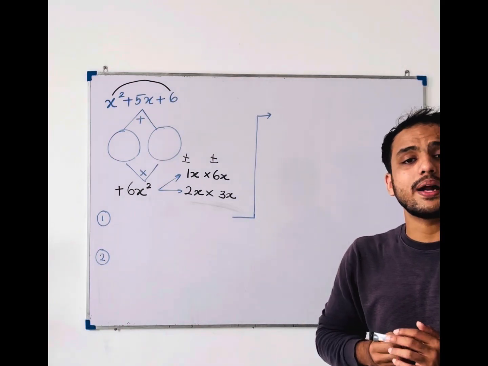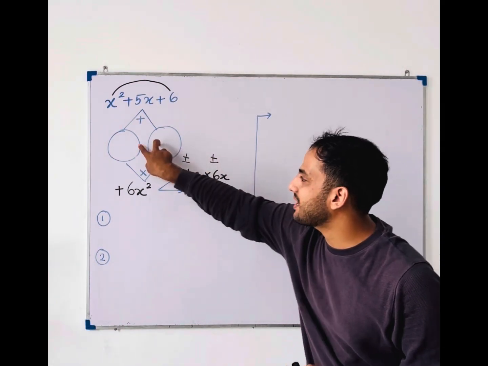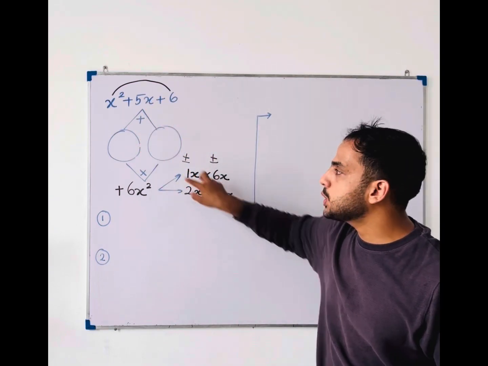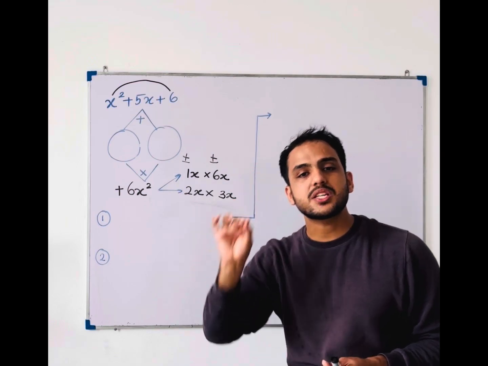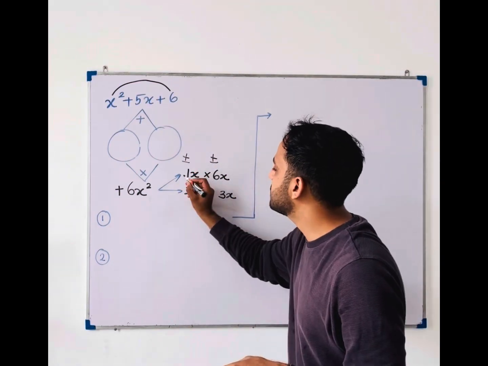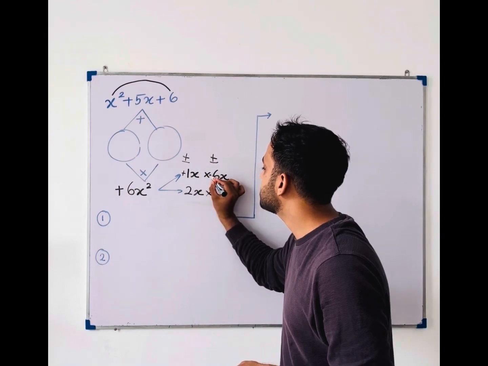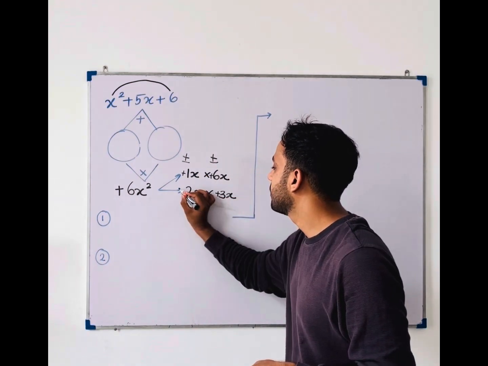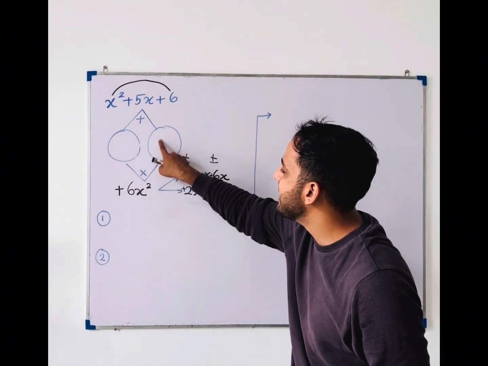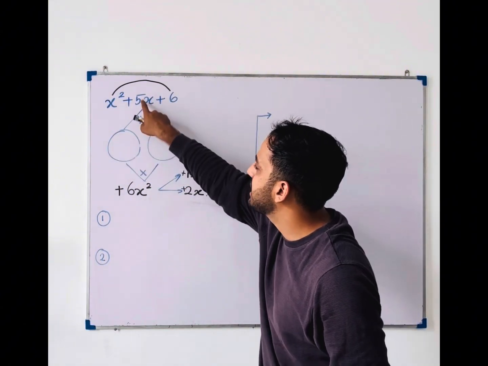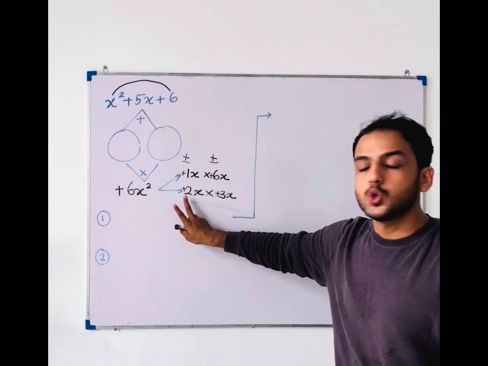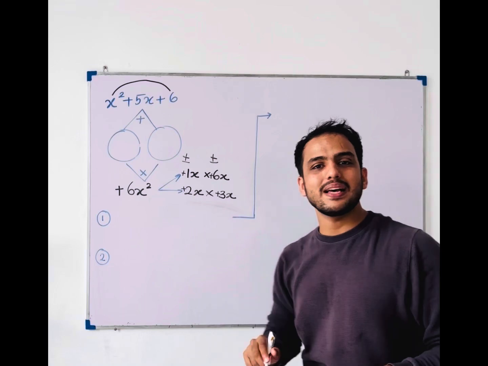Now to confirm what is the correct sign, we go back to this addition here, right? You take both of them and check which sign will give you 5x. For example, let's choose positive here. If you put positive for both of the terms, 1 plus 6, 1 plus 6 will give you 7, not 5, right? Now we'll try this one: 2 plus 3 will give you 5.